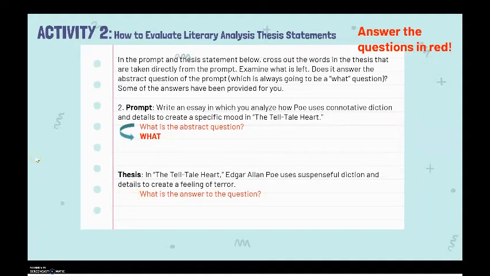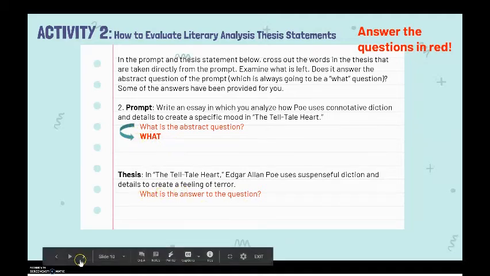Here's your prompt. Write an essay in which you analyze how Poe uses connotative diction and details to create a specific mood in The Telltale Heart. So, what is the abstract question? It starts with what. So you need to finish out the thought here, what, and then tell me the abstract. And then in the thesis, after you mark out the words that were found in the prompt, reread what's left over, and then what is the answer to the question? What's the answer to the abstract question?